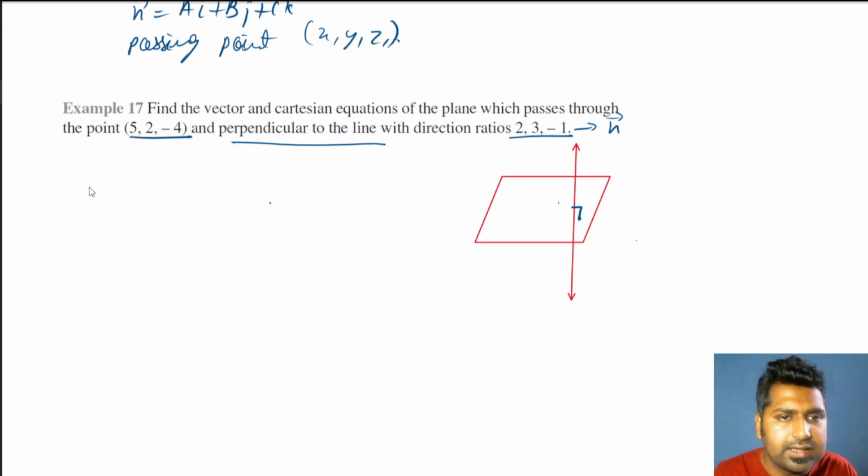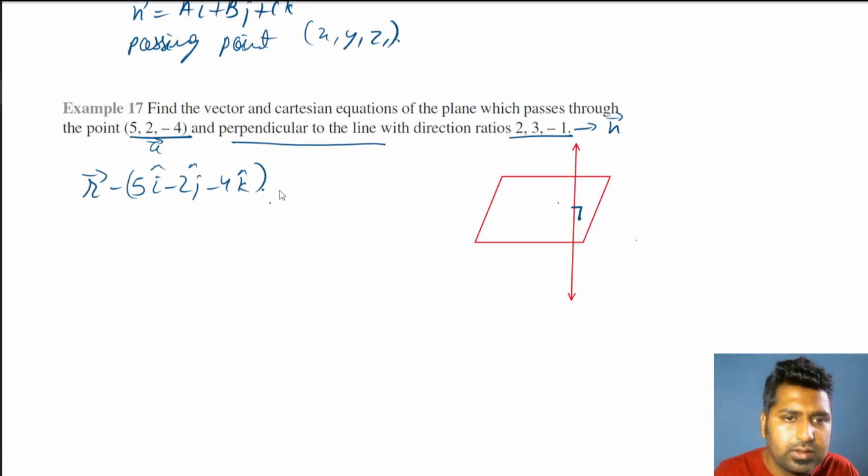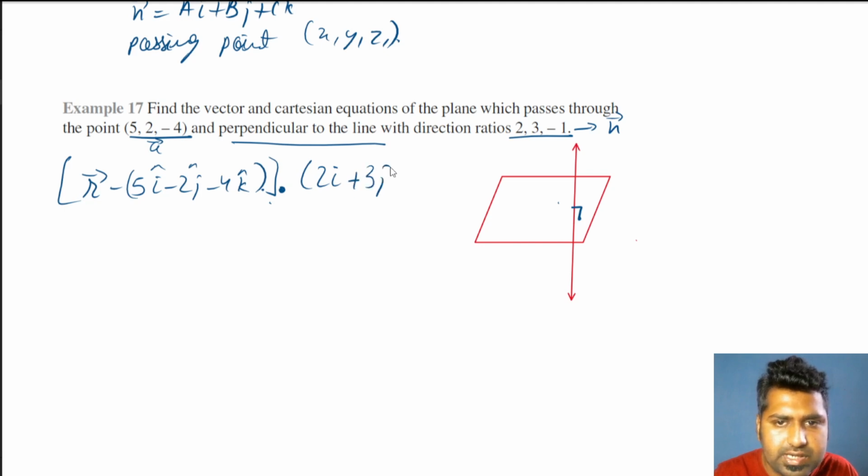Let's write down the vector equation. R vector minus, this is a vector, right? So I'm putting i j k with it. So r minus 5i minus 2j minus 4k, dot the n vector, which is 2i plus 3j minus 6k, is equal to 0. That's the vector form. No need to do anything else.